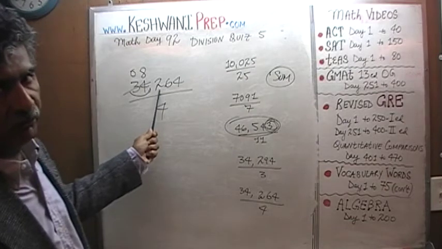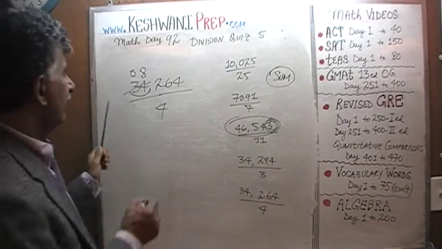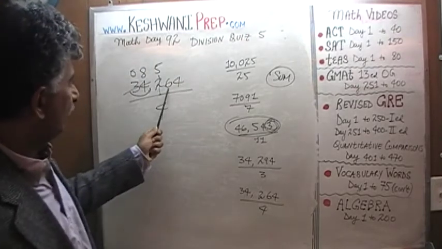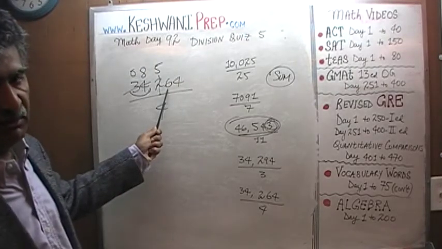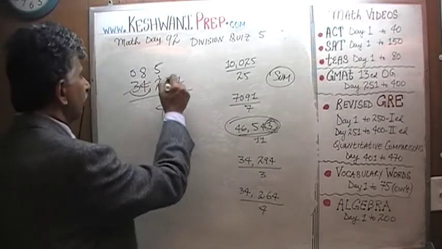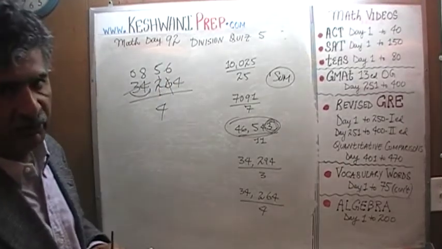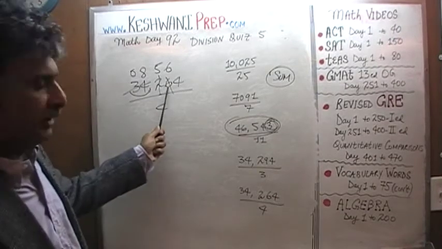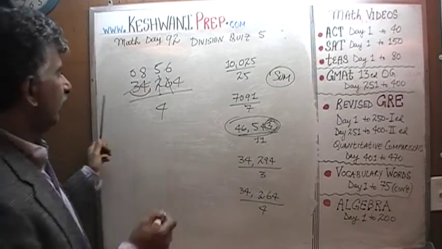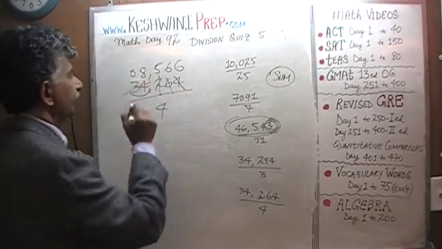How many 4s does 22 have? 22 has 5 4s. 5 4s are 20, the remaining 2 goes and joins the 6, becomes 26. How many 4s does 26 have? 26 is going to have 6 4s. 6 4s are 24. The remaining 2 from the 26 goes and joins the 4, becomes 24 again, and 24 is going to have 6 4s one more time.